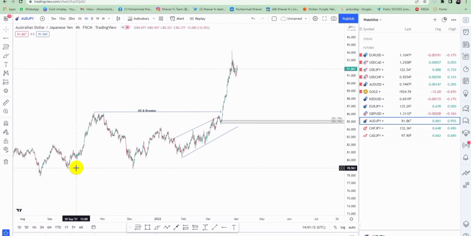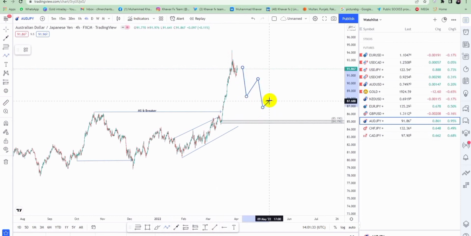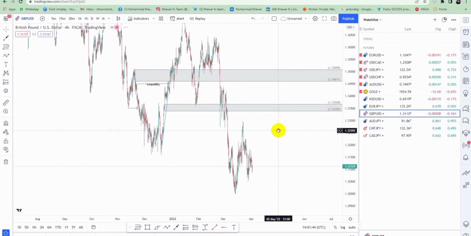Let's see. So our breaker is at this point. This is the breaker. Now market will return back, but now market is going upward. So our order block is at this point. Market will complete its CP and 3D, and then market will return back.